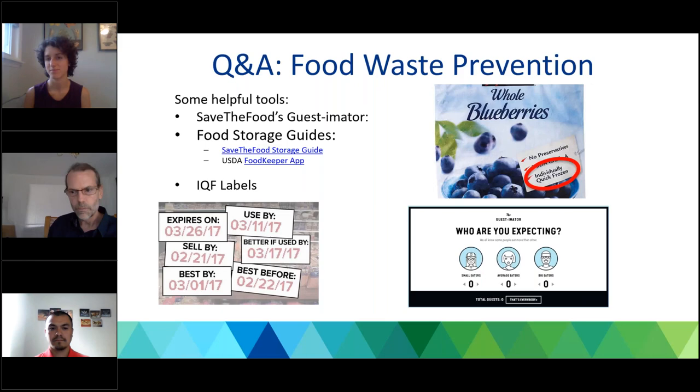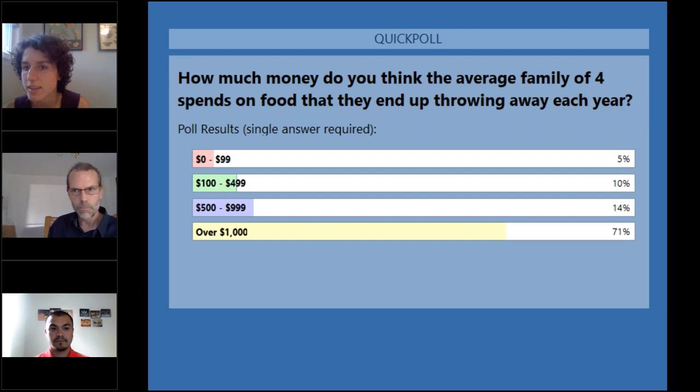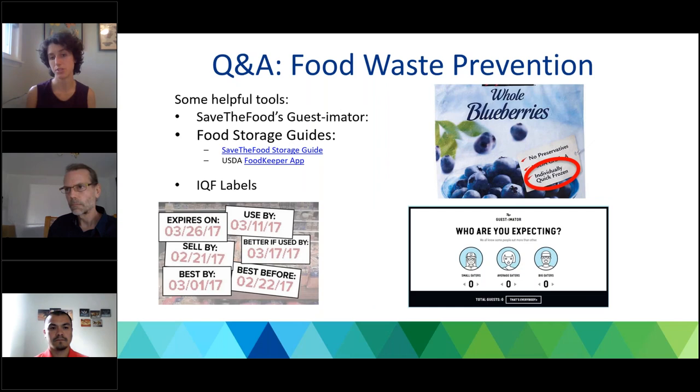Okay, let's see. I can't quite see that very well, but the number we have here is about $1,500 every single year wasted by the average family of four on food that they do not eat. That helps give a little extra motivation when you're thinking about your wallet and your food waste together. You can save a lot of money by preventing food waste. With that in mind, Chef Mojica, let's talk about things that you do when you are shopping at the grocery store that help you save money.